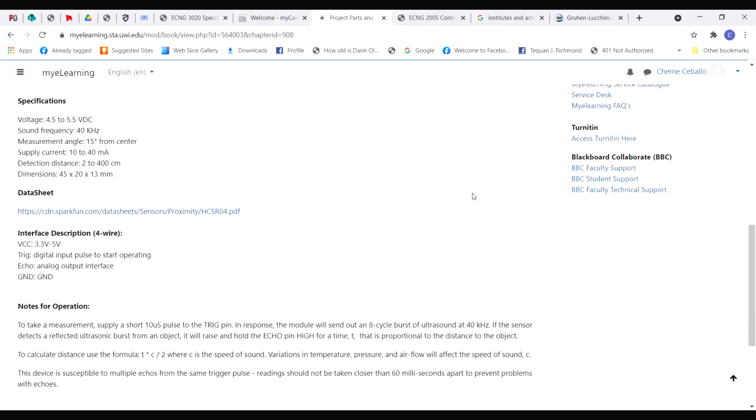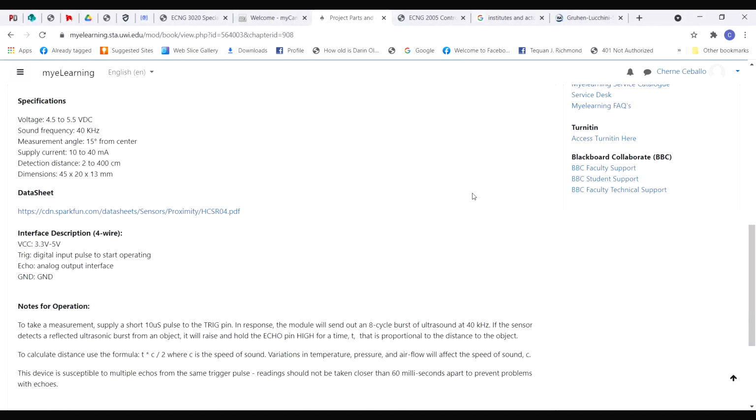Now, it says there are 2 pins in the middle. One pin is labeled trig. And what is that? The digital input pulse to start operating. Okay, good. So, in other words, when I want to take a distance measurement, I will put a pulse on that line. Now it says input. Be careful. That is an input into the sensor, which means that the pin you connected on your PIC will be an output. Very good.